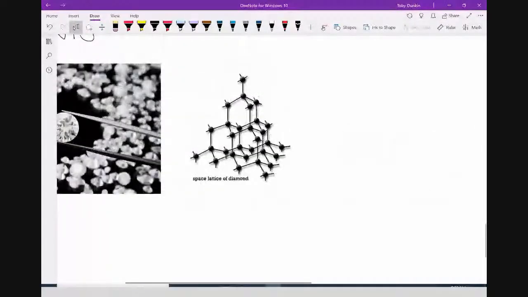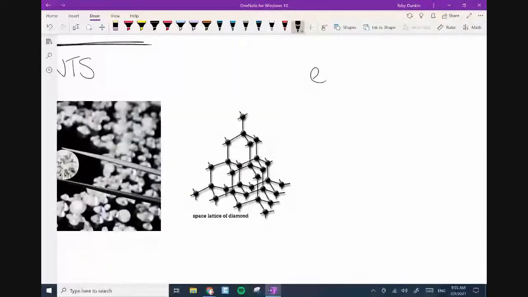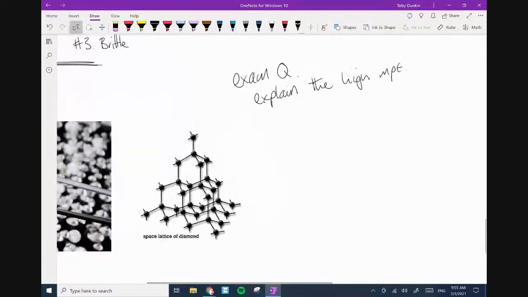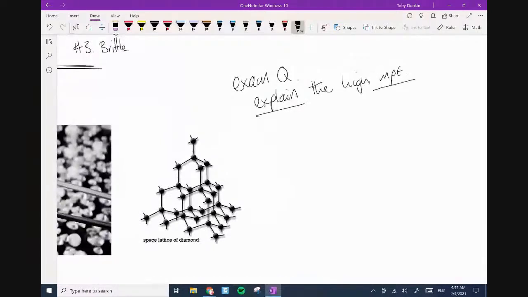So what we're now going to do is an exam question. And the exam question says, explain the high melting point. Now remember, whenever we hear explain melting point, we're running the same process. Susan Boyle sings Nelly the Elephant. Right. So what is the structure?